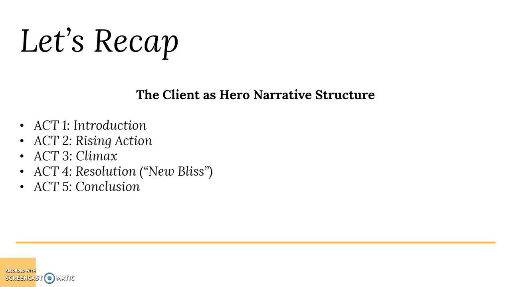So let's recap. So the client is hero narrative structure goes something like this. We begin with an introduction, followed by some rising action, tension building in our story, and that is followed by a climax where we see a sudden shift in circumstances for the character of our story. Act 4 is our resolution where the client achieves some new bliss, a new state of being as a result of purchasing or experiencing our product or service, and then the story wraps up with a conclusion.